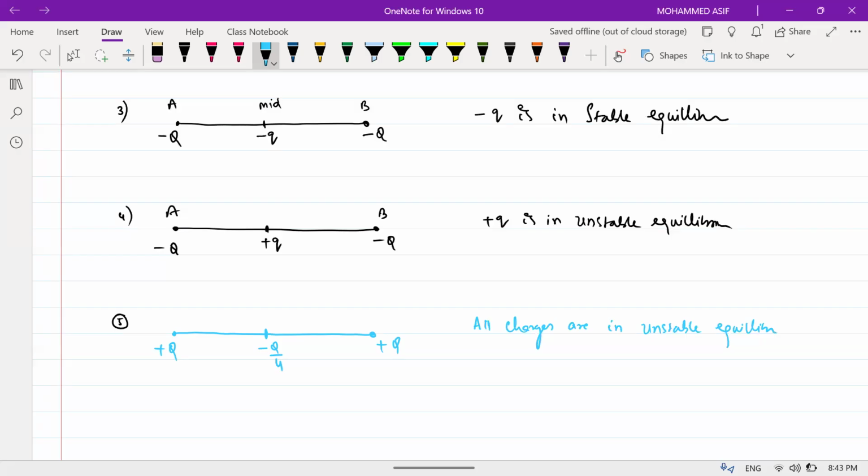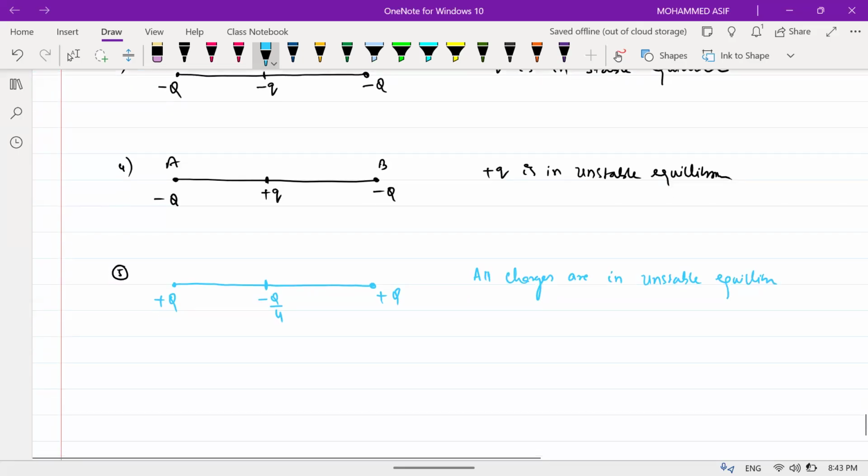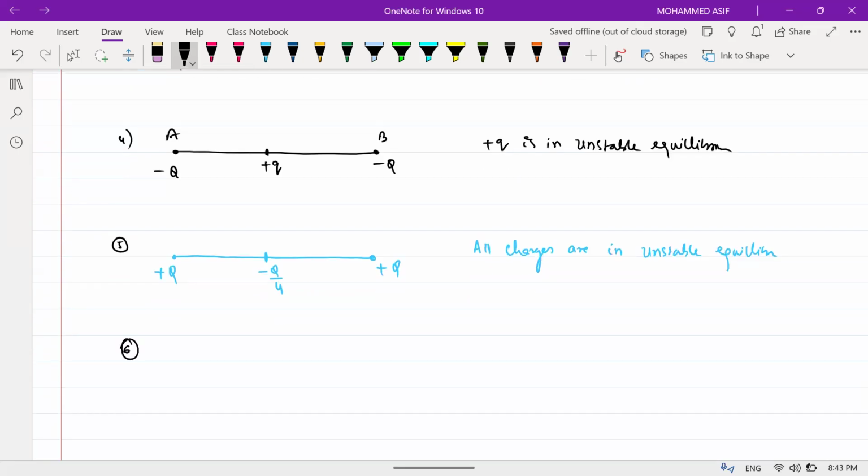Am I clear? Yes, sir. This one you tell me. Now here it is minus Q, here it is minus Q, and in the middle it is plus Q by 4. Again, all charges are in unstable equilibrium.